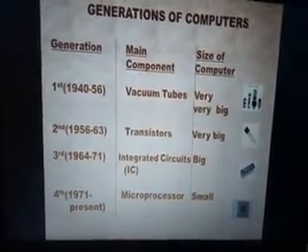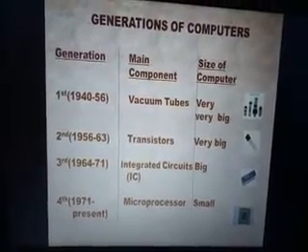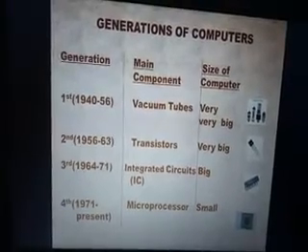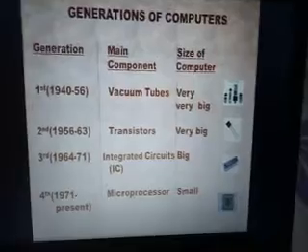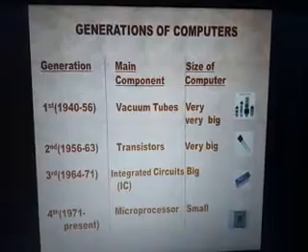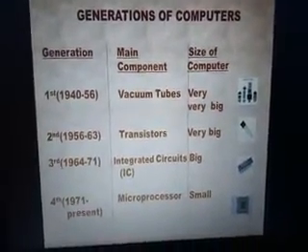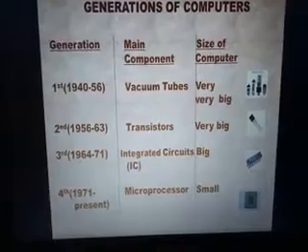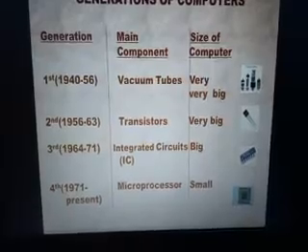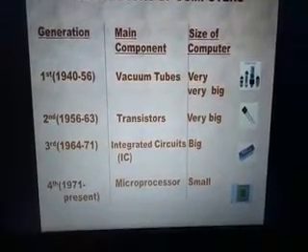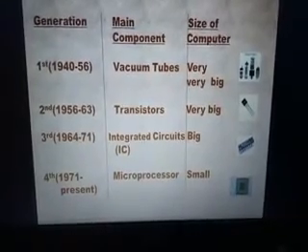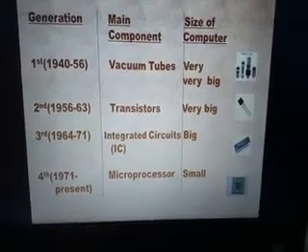Now look at the other two columns. The central column is called main component. We will talk about that later. Let us come to the third column, size of computers. The first generation computers were very, very big. The second generation computers were very big. Third generation computers were big, and the fourth generation computers are small. Today we have the desktop computer, the laptop, the smartphone. Compared to the computers in the first, second and third generations, these are certainly much smaller.